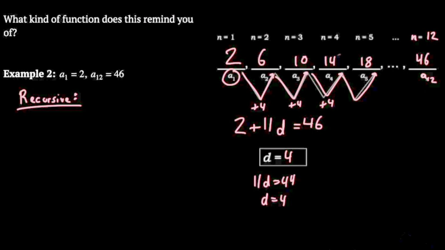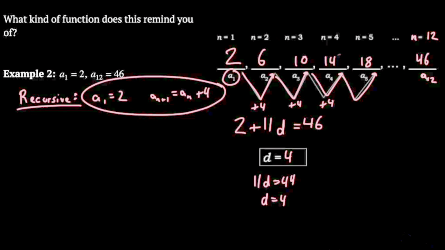So let's write our recursive rule for this so that we can represent the entire sequence with just a rule. Remember, it has to tell us our starting point, which was 2, and then a rule to follow. To get the next term, a sub n plus 1, we just take the current term, a sub n, and what do we do to it? In this case, we were adding 4 every time, so plus 4. And there's your recursive rule.